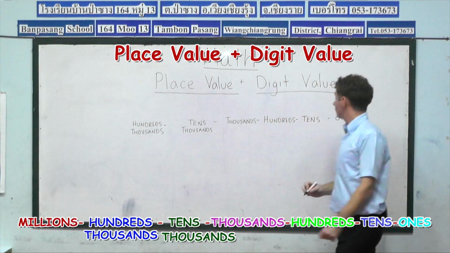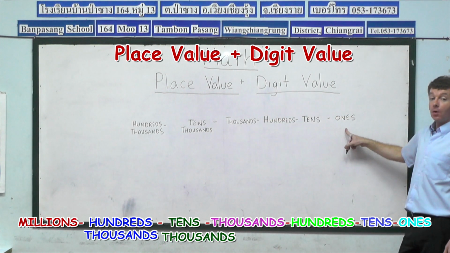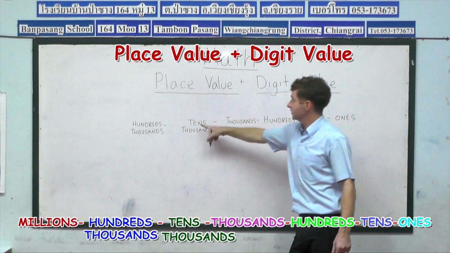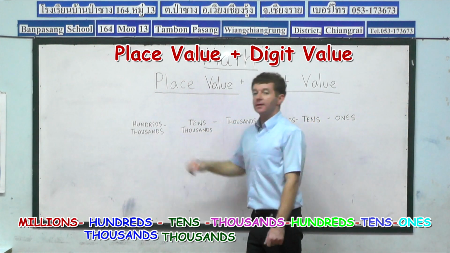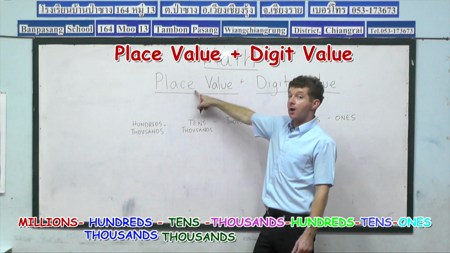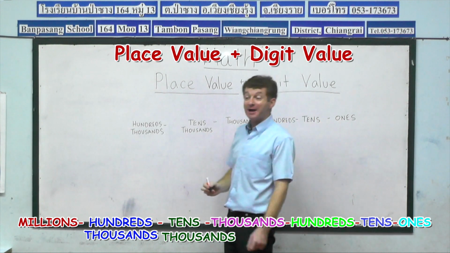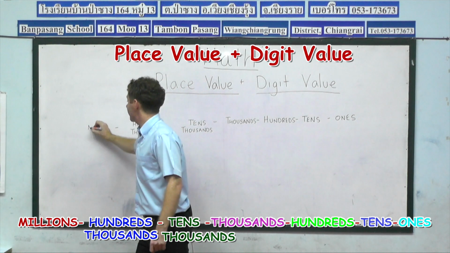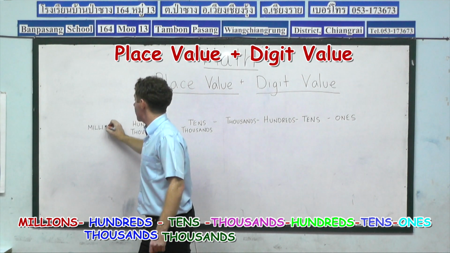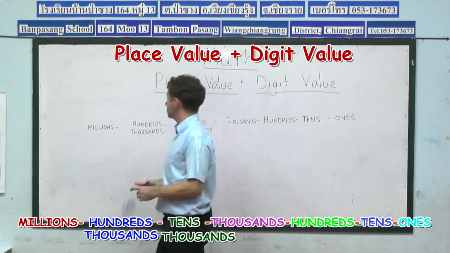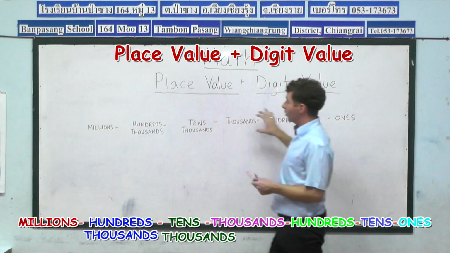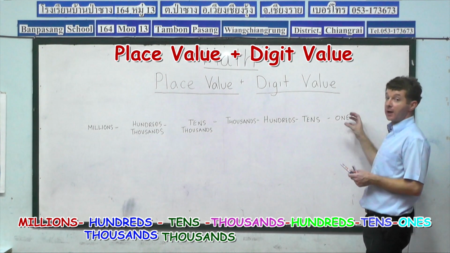So far we have ones, and this is our place value. And we'll do one more. Okay, we'll do millions. M-I-L-L-I-O-N-S. Okay, so what we can do now is we can label what type of system we're looking at now.